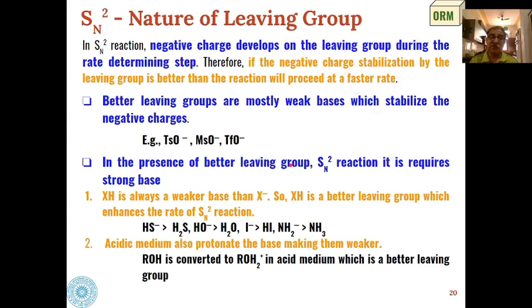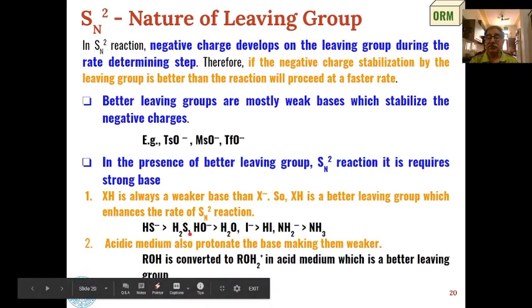In the presence of better leaving groups, SN2 reactions require a strong base. As I have told you, XH is always a weaker base than its conjugate acid, so X negative is a better base than XH. So XH will be a better leaving group, which will enhance the reaction. So HS negative is a better leaving group than this one. This is the order of various types of leaving groups.